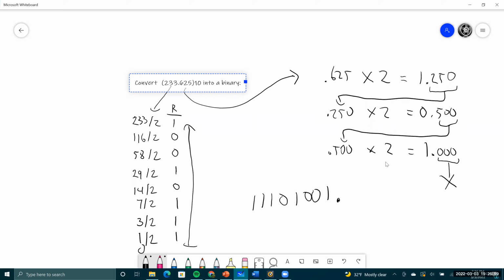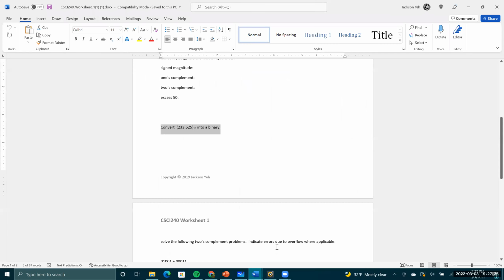And from this side, I'm changing the ink color. It's going to be opposite, top down, right? So it's going to be 1, 0, 1. All right, and this is your binary fraction for 233.625 base 10, it's going to be this number in binary. All right, any questions on this? All right, moving on, let's go to the next problem.